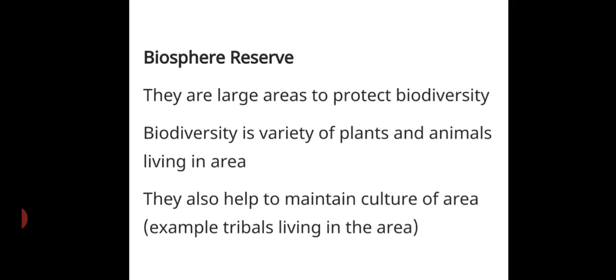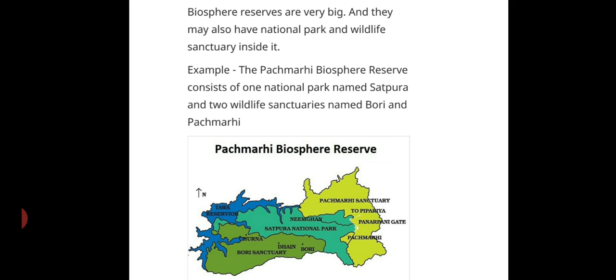Biosphere reserves are large areas to protect biodiversity. Biodiversity is the variety of plants and animals living in an area. They also help in maintaining the culture of the area. For example, tribals living in that particular area are also protected. Biosphere reserves are very big and they may also have a national park and wildlife sanctuary inside them. For example, Pachmarhi Biosphere Reserve consists of one national park named Satpura and two wildlife sanctuaries named Bori and Pachmarhi. Here you can see the map of Pachmarhi Biosphere Reserve.